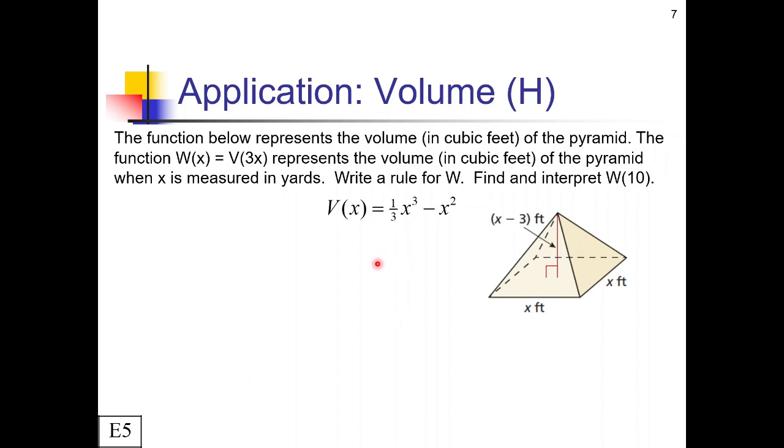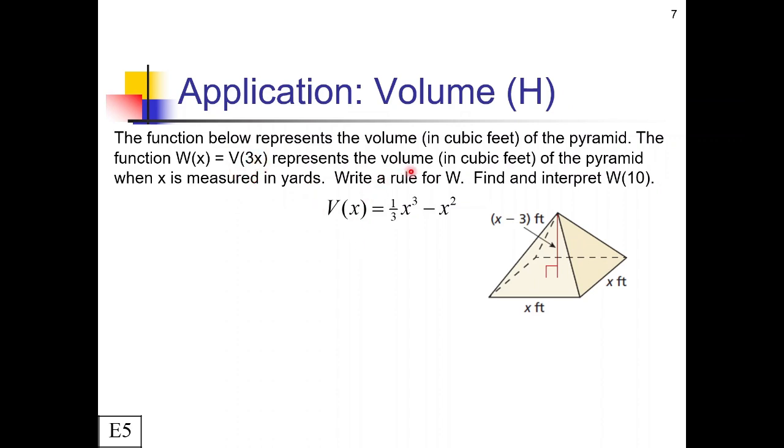For this problem, we have this v of x function below, 1/3 x cubed minus x squared, which we're told represents the volume in cubic feet of this pyramid. And we have this other function, w of x equals v of 3x, giving us the volume still in cubic feet of the pyramid when x is measured in yards. Now I guess this makes sense because there's 3 feet in a yard, so if you're suddenly changing your numbers into yards instead of feet, without adjusting the numbers themselves, they represent 3 times as much distance.